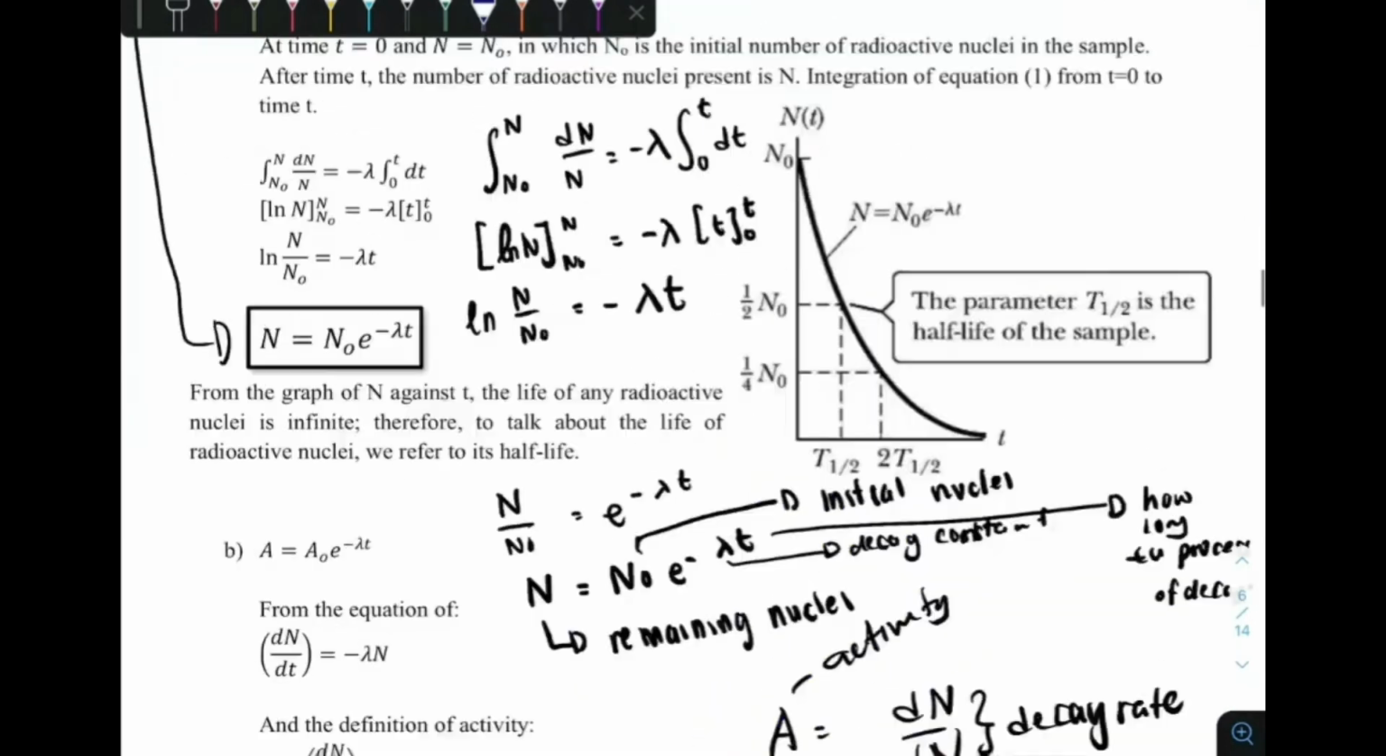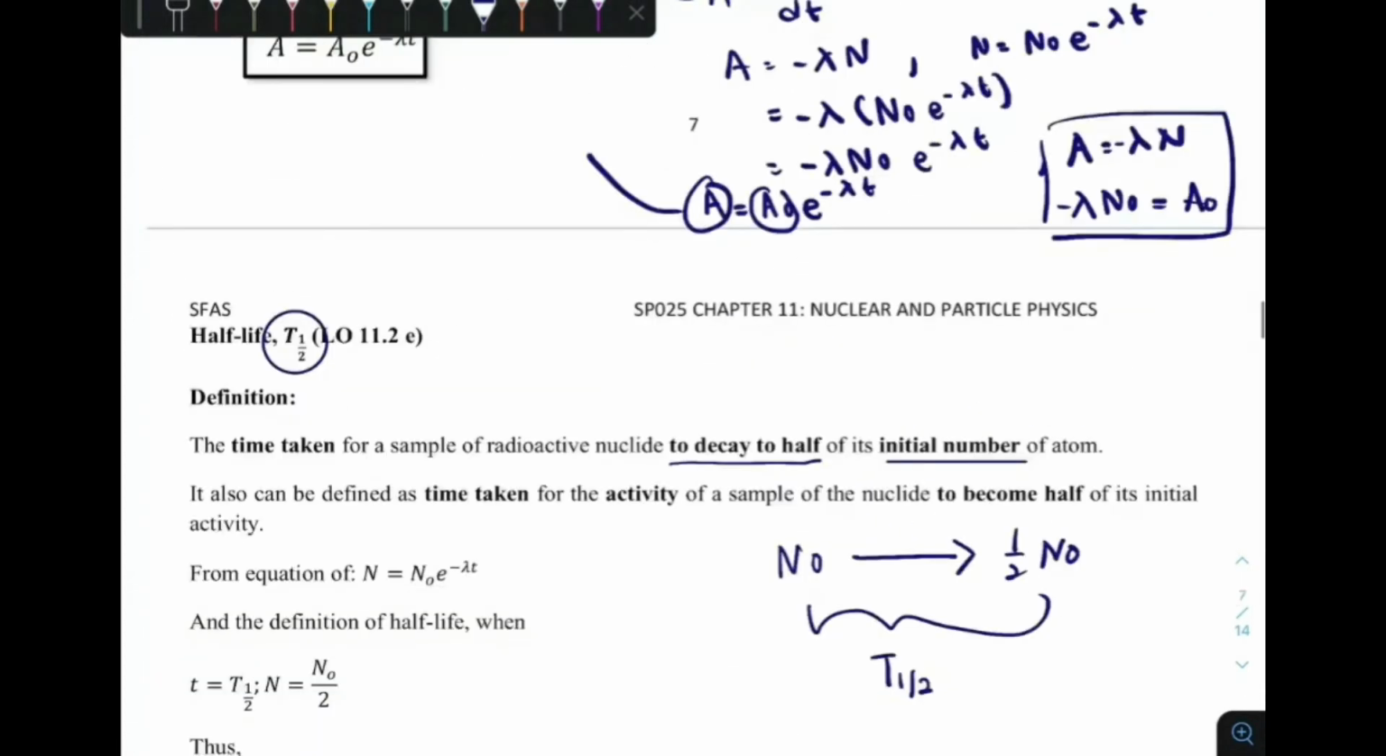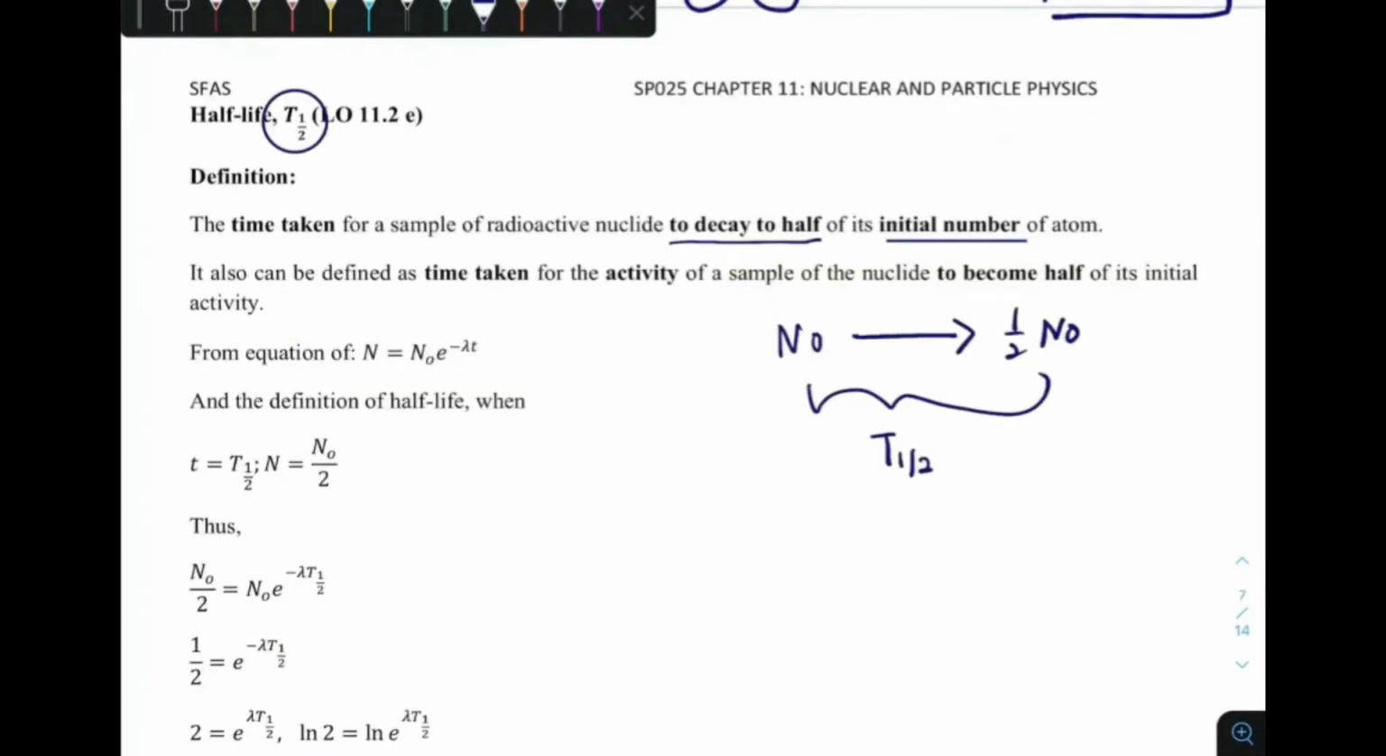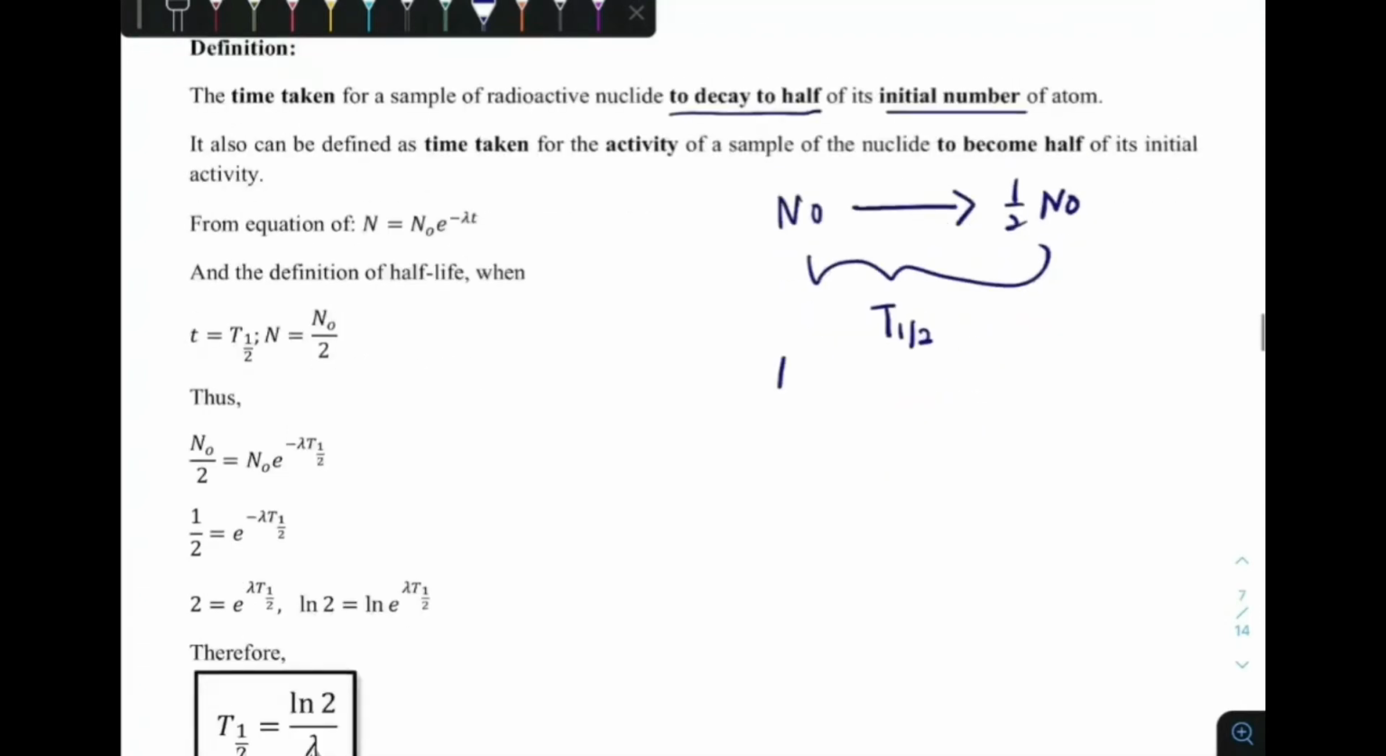Okay, earlier in the graph it was right. You have N0, and you want it to decrease to half of your N0. The time taken from N0 to half of N0, this whole time, we call it T half-life. It can also be defined as the time taken for the activity of the sample of the nuclei to become half of its initial activity. Okay, because of the equation we have, N equals N0 exponent negative lambda T, you get the graph of N versus T here, its shape is like this.